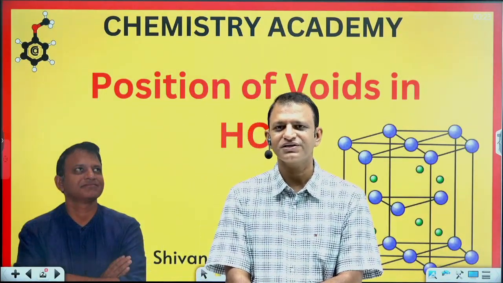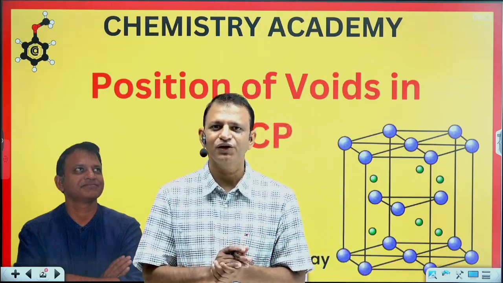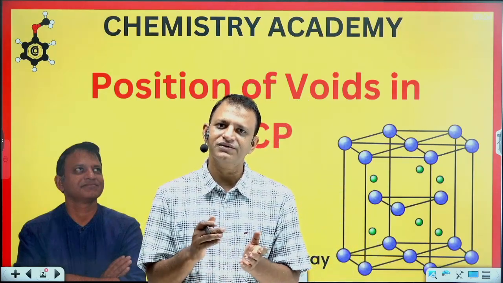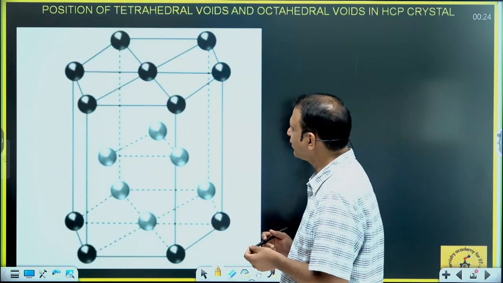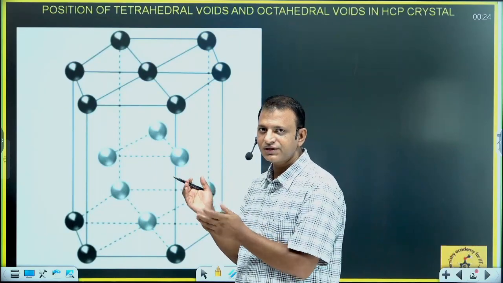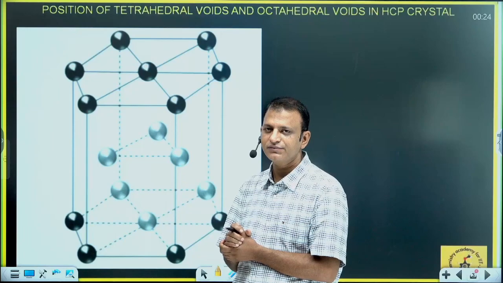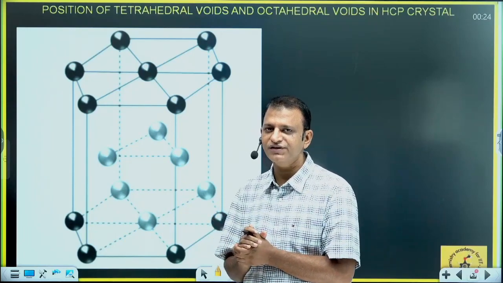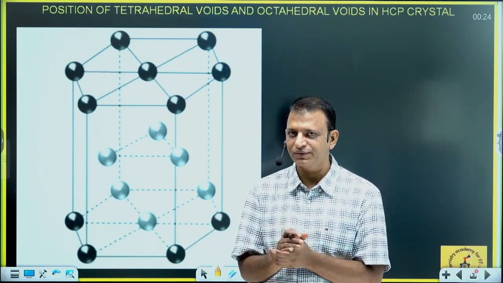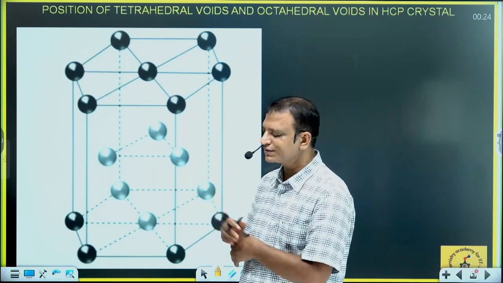Today we are going to discuss the position of tetrahedral void and octahedral void in HCP crystal. So we already know about this hexagonal prism in HCP crystal, right? We have two types of unit cell, the Bravais unit cell, which is a parallelepiped, and this hexagonal prism.